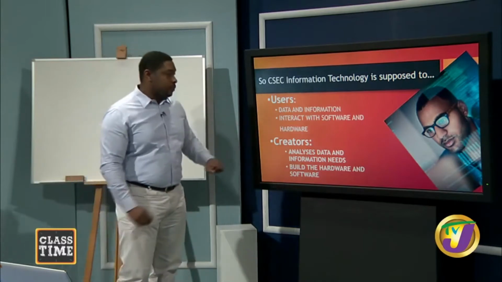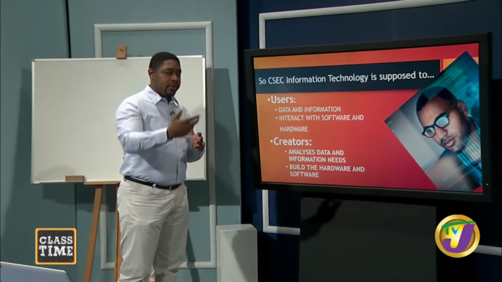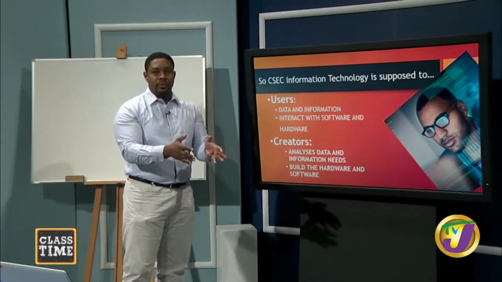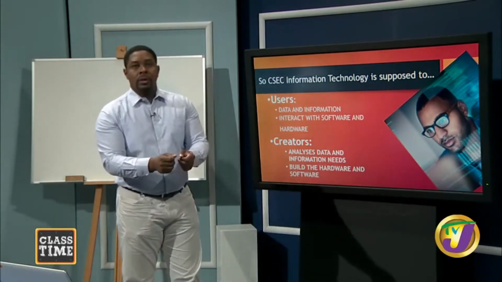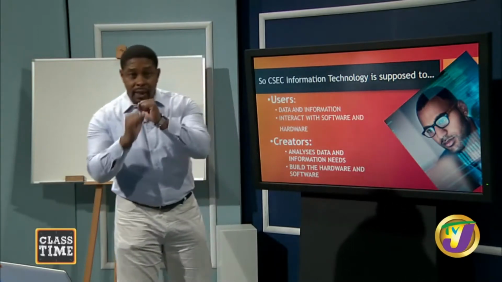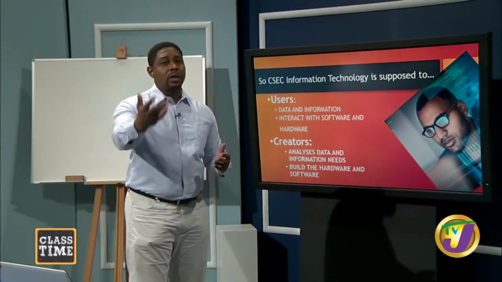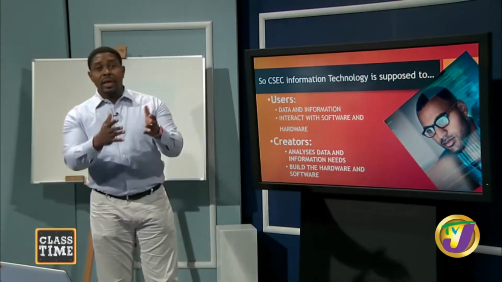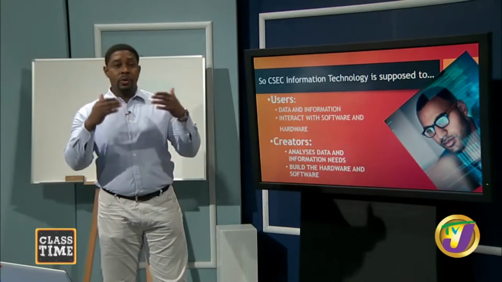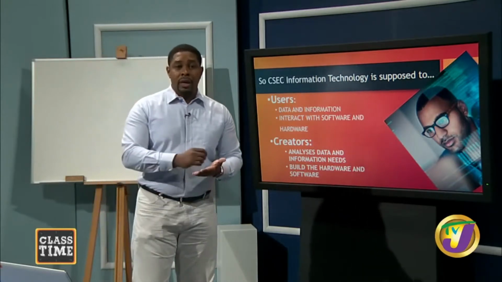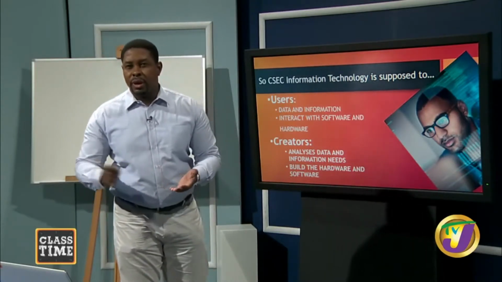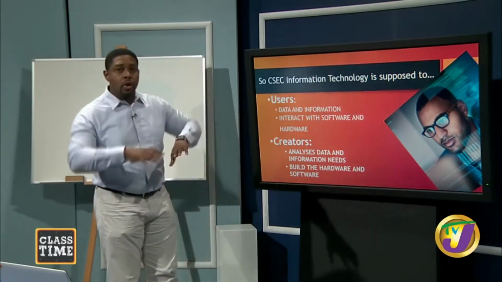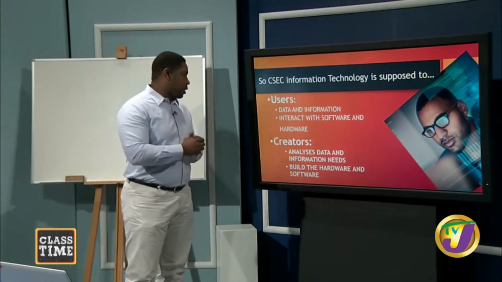So as a user, we give data and get information, and we interact with the hardware and the software. So we are texting or typing or speaking, or in the case of some people who might want to become musicians later on, you're playing an instrument or singing into a microphone. For those of you who want to become engineers or architects, you might be drawing something on a digitizing tablet, and so you are using the tools.